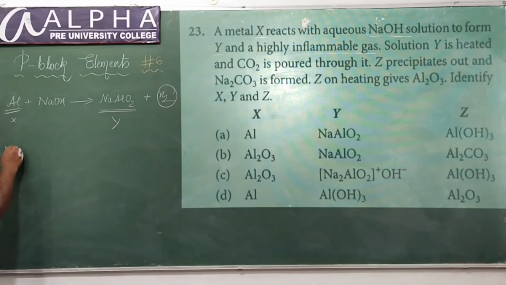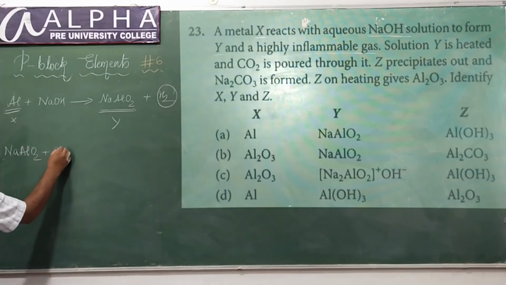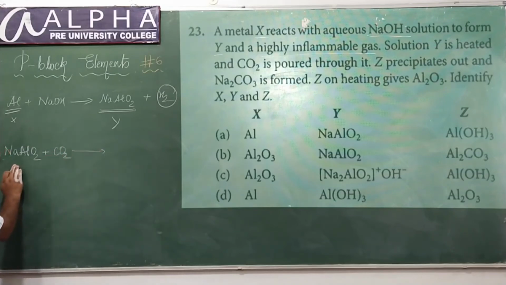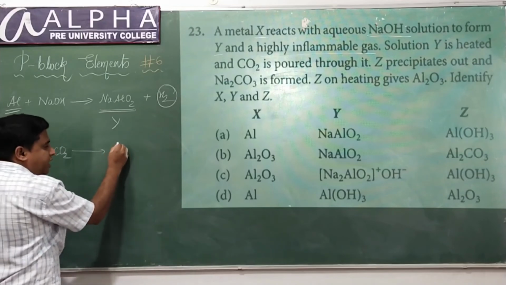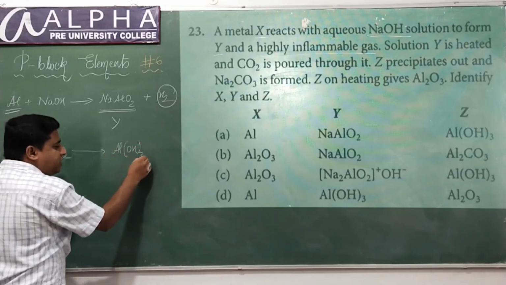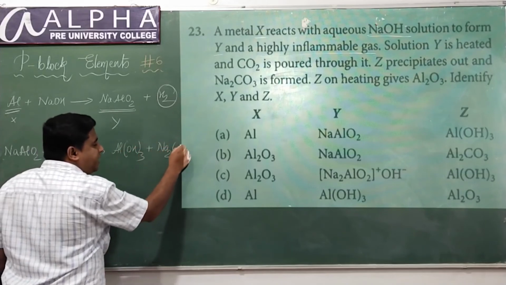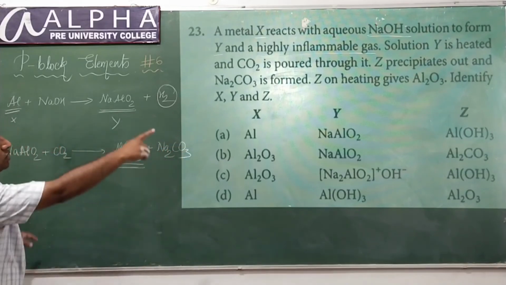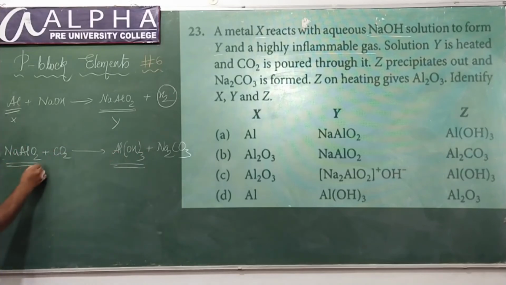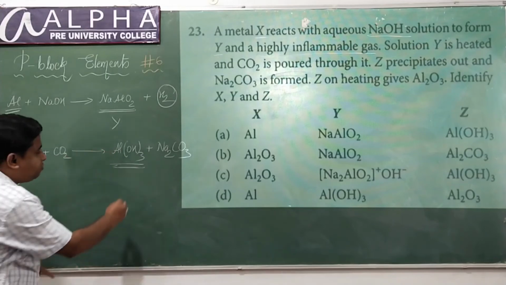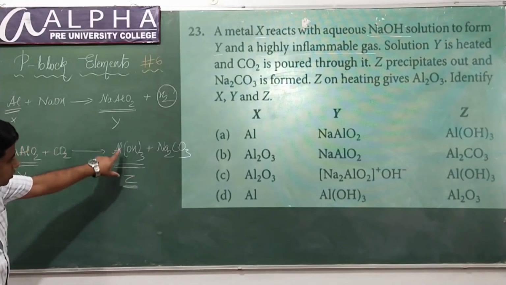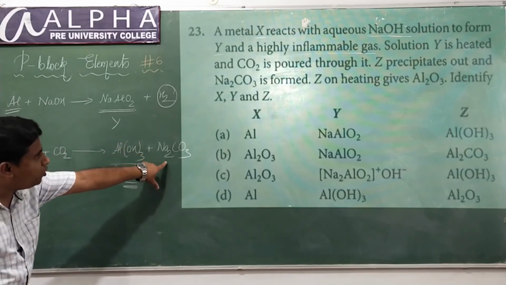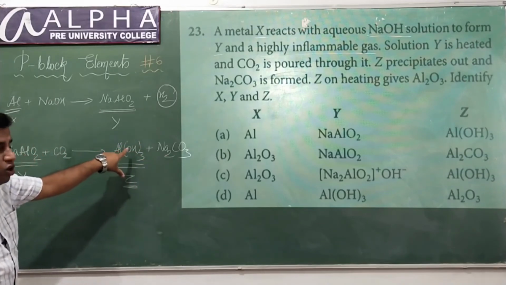Now, Y, that is sodium aluminate, is heated and carbon dioxide is poured. So when sodium aluminate is heated and carbon dioxide is poured, it forms Al(OH)3 and sodium carbonate, Na2CO3. Observe, this is Y, isn't it? When solution Y is heated and carbon dioxide is poured through it, Z is precipitated out. So which is Z? Z is precipitated out and sodium carbonate is formed, isn't it? Therefore Z is Al(OH)3.